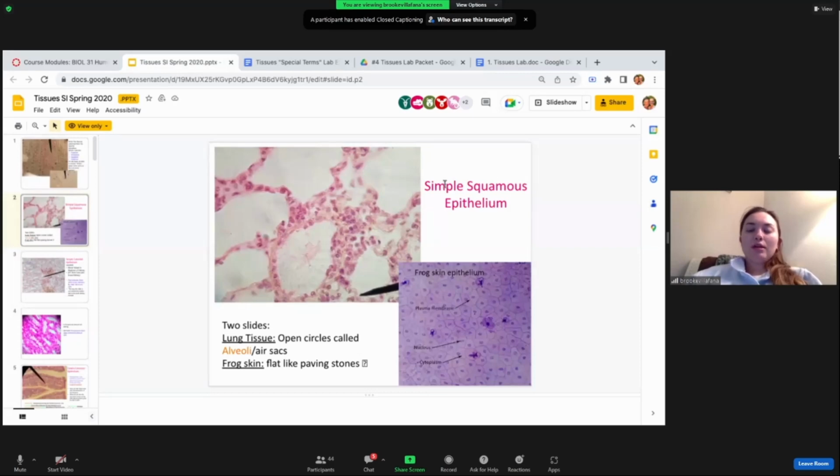So where is simple squamous epithelium found? In the lung, right? And then what are our alveoli or air sacs? These open circles here would be the alveoli or the air sacs. Alveoli, okay? So air sac is the other name for it. Good? This is just an example here of frog skin.